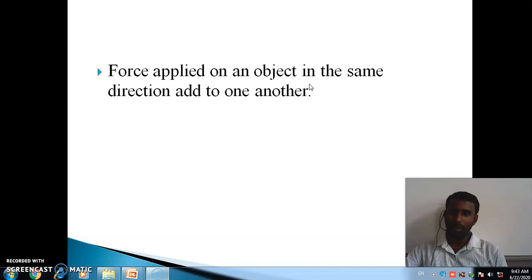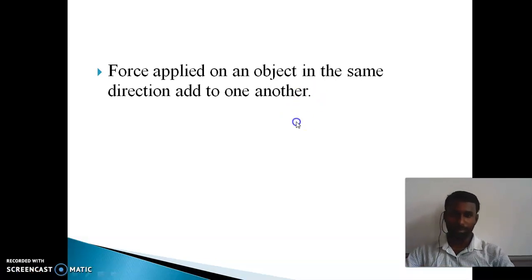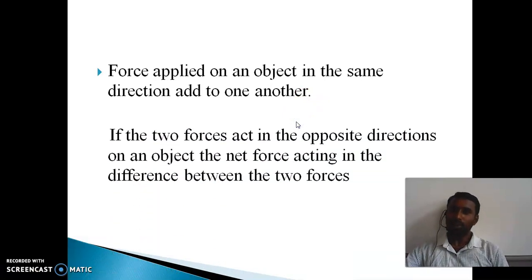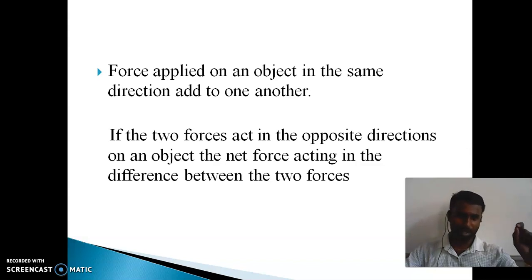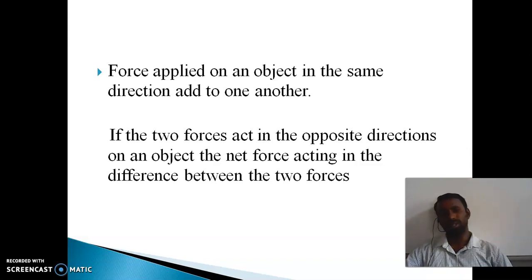Here one more thing, see here. If two forces act in the opposite direction on an object, the net force, that means the total amount of force which causes the entire motion, is the difference between the two forces.